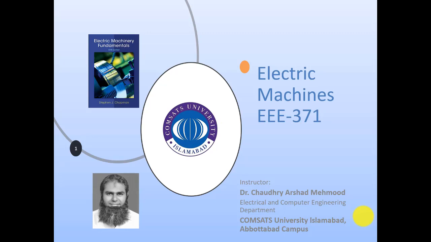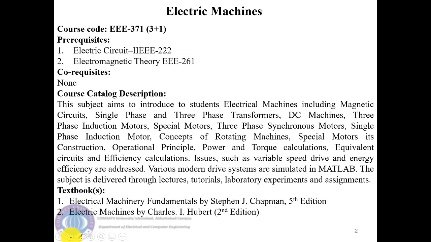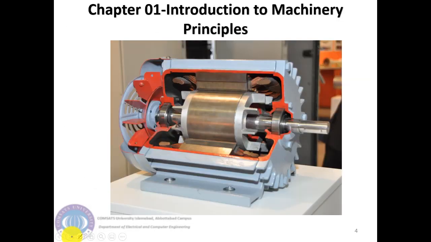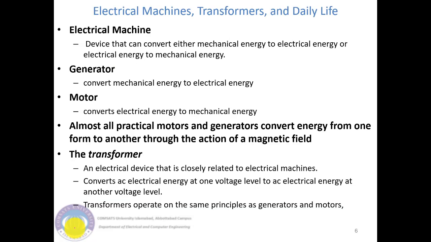So today is our lecture 2 and we will continue with a little bit of review of what we looked at in the previous lecture. First of all, we defined what an electric machine is, and we know that it is any machine that can convert electrical energy to mechanical energy or mechanical energy to electrical energy.